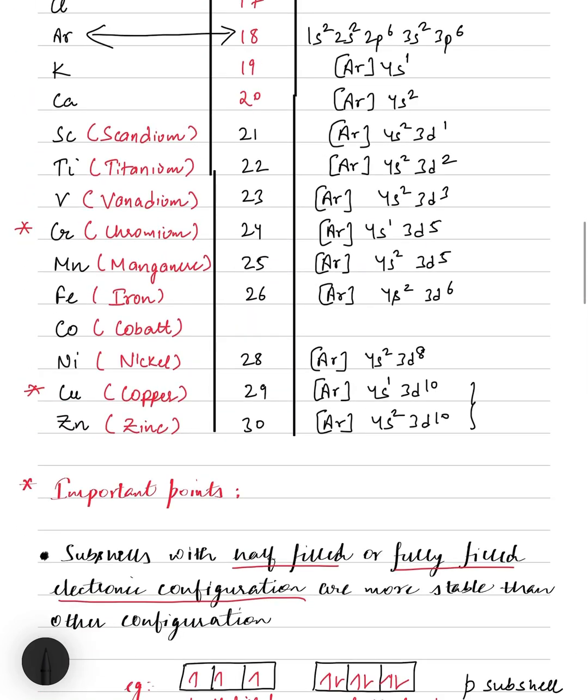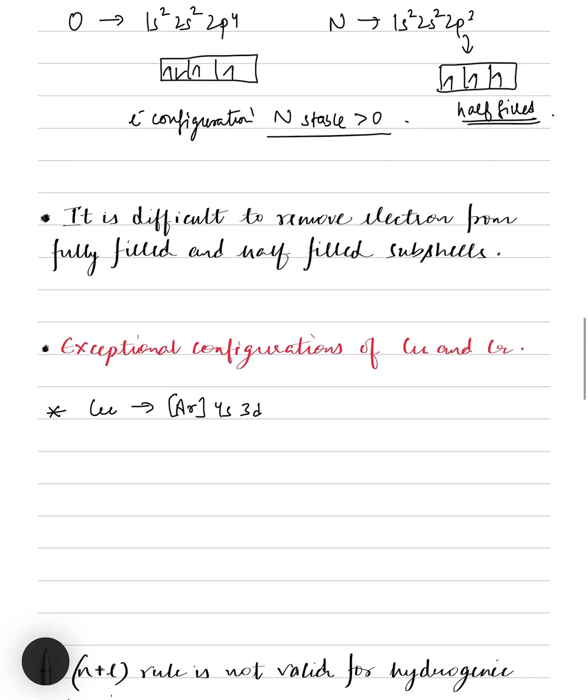If you look at the configurations above, from iron we had 4s2 3d6, so cobalt will be 4s2 3d7, nickel will be 4s2 3d8. If we follow this trend, copper should be 4s2 3d9. In the case of these 10 elements we are filling the d subshell: iron 3d6, cobalt 3d7, nickel 3d8 and copper should be 3d9. That means copper's configuration should be 4s2 and 3d9.